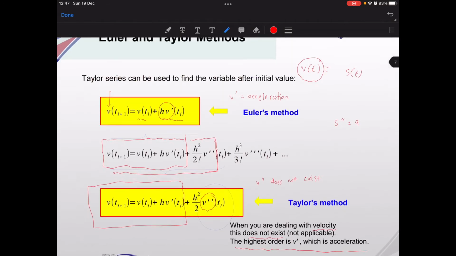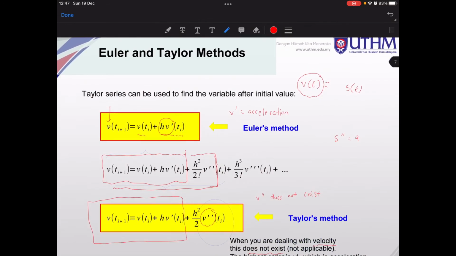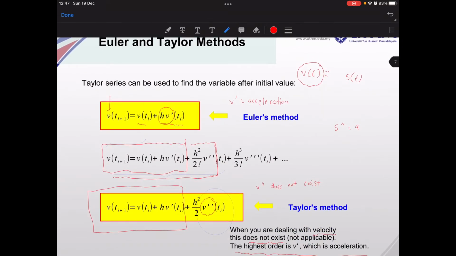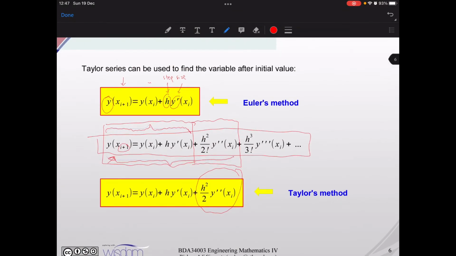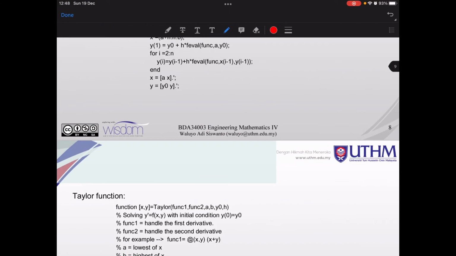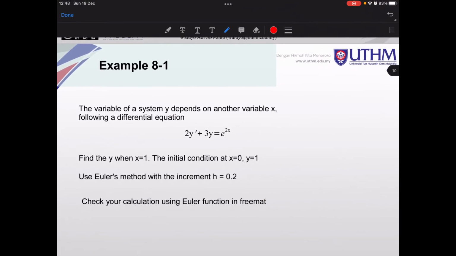Alright, so by now you have already understood Euler's method and Taylor's method. As I mentioned earlier, it is from the Taylor series. For Euler's method, it is up until the first order term, and for Taylor's method, up until the second order. Okay, so let's look at some example.